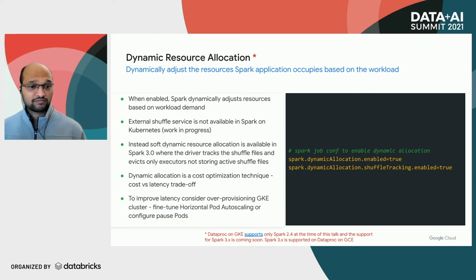When a Spark application requests a new executor, it takes a few seconds if there is room in the cluster. If there's no room in the cluster, the cluster scales up and gets a new node. As a consequence, if you are willing to trade off cost optimization for lower latency, you can reserve those extra resources on your Kubernetes cluster, either with over-provisioning, or by fine-tuning your GKE horizontal pod autoscaling, or even adding pause pods to the cluster.